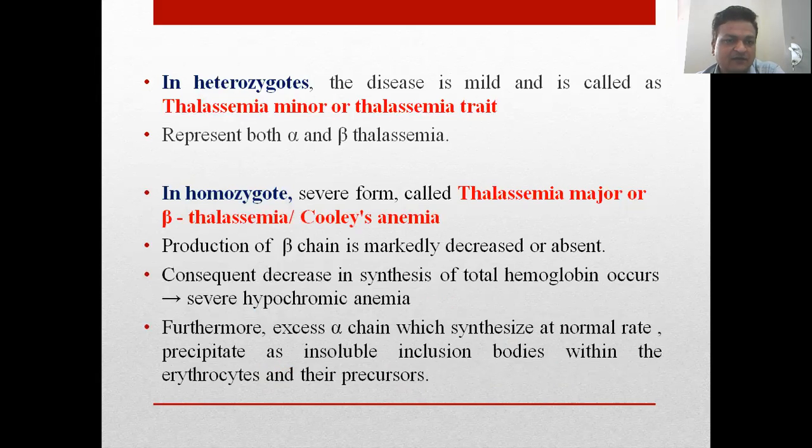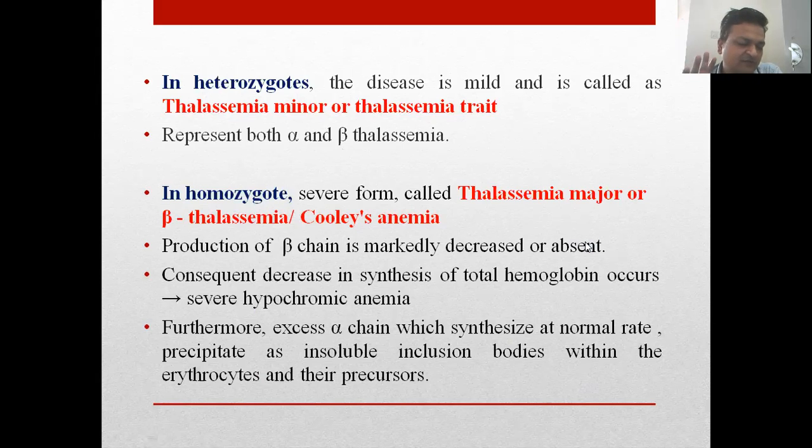Destruction of the RBC. In heterozygotes, the disease is mild and is called thalassemia minor or thalassemia trait. In multiple zygotes of different categories, it is called thalassemia minor, representing both alpha and beta thalassemia. In homozygotes, the severe form is called thalassemia major, beta thalassemia, also known as Cooley's anemia, as the name itself says. The production of the beta chain is markedly decreased.